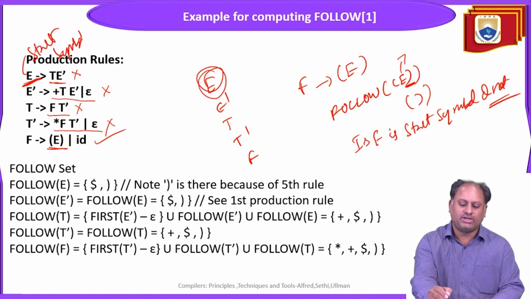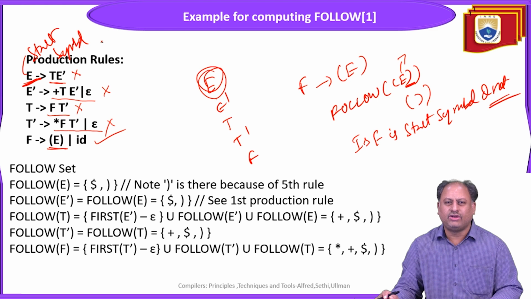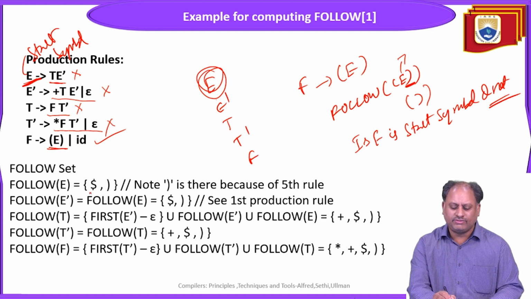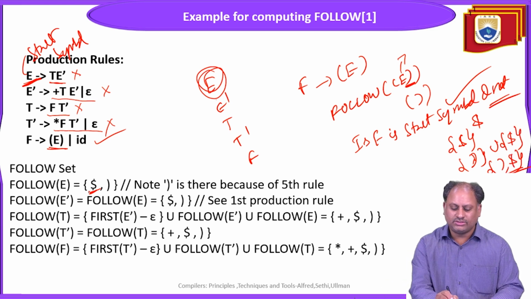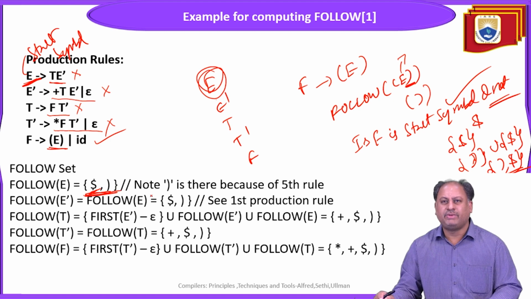Since it is a start symbol, according to the rules of the follow computation, we have to include dollar also. If you include dollar, then what is the result? The right parenthesis we already computed, and since this is a start symbol, we will get dollar. So follow of E is the right parenthesis and dollar, as the rules gave us.